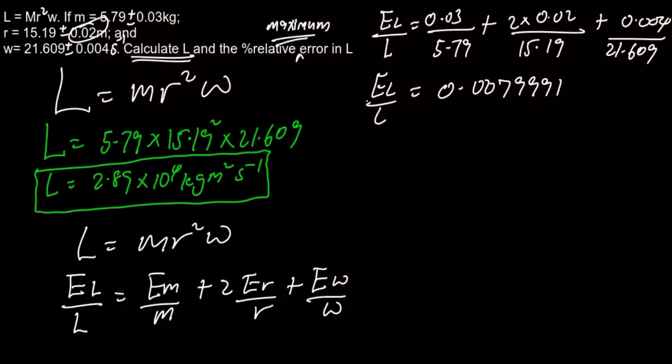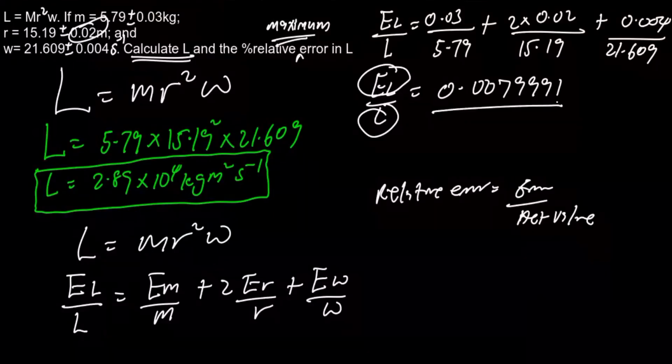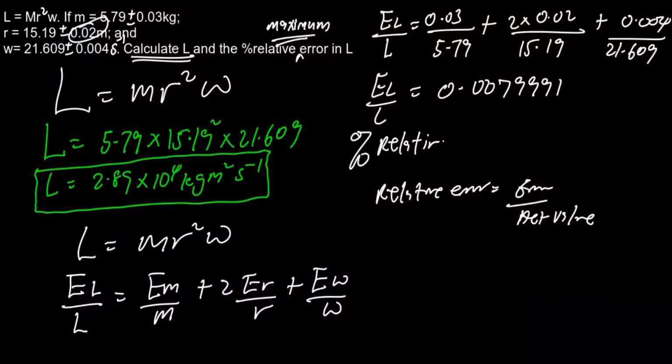Now, this is what I have. You see, remember that what is relative error? Relative error, the formula is what? Error over actual value. That's relative error. And this is it, error over actual value. This is relative error. Now, the question says calculate the percentage relative error. So, percentage relative error is what? Our error over actual value times 100.